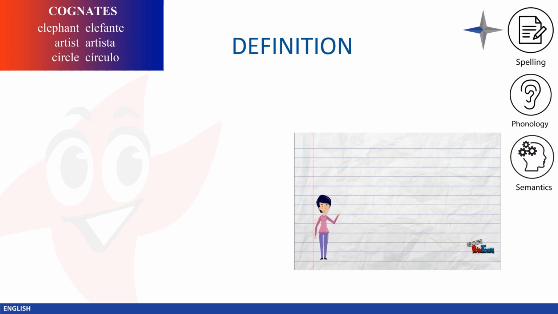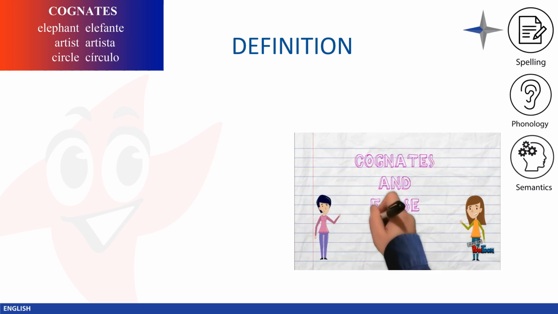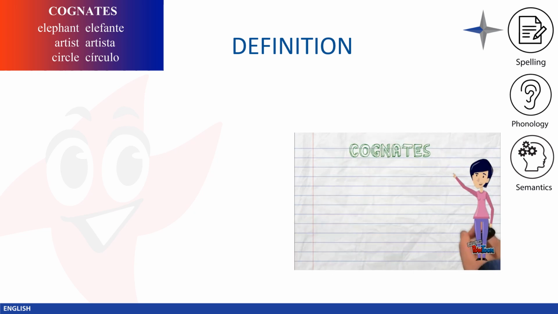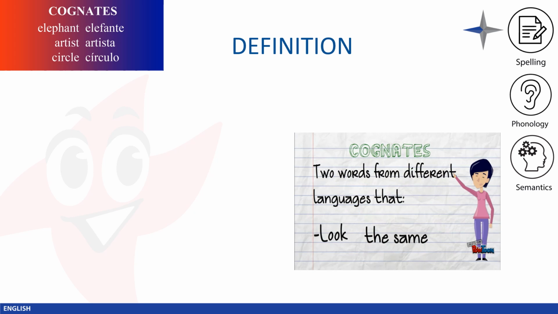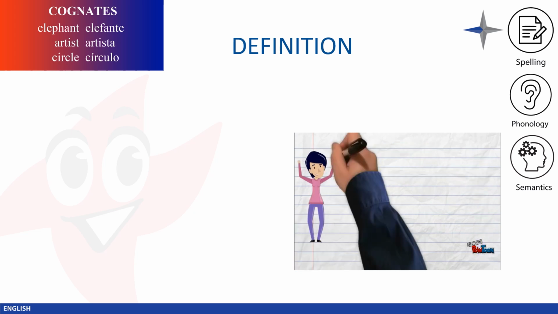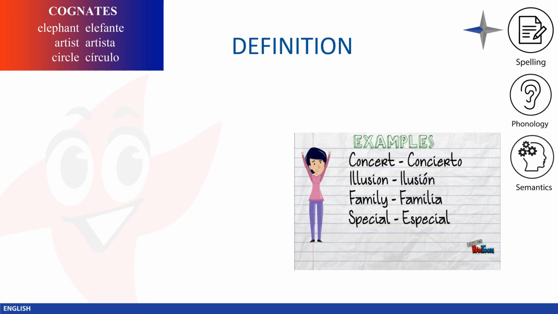Hi everyone, I am Micaela Torres, And I am Valeria Sarabia. and in this video we're going to talk about cognates and false cognates. The cognates are two words from different languages that look the same, sound the same, and mean the same. Here we have some examples: concert, concierto, illusion, ilusión, family, familia, special, especial, problem, problema.